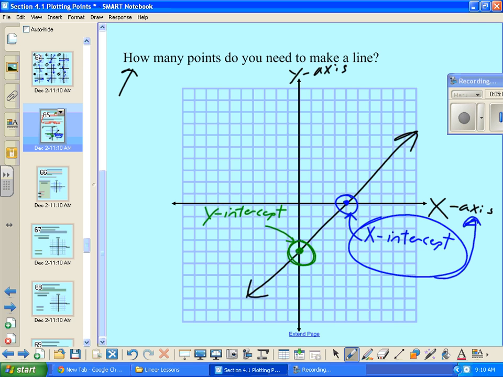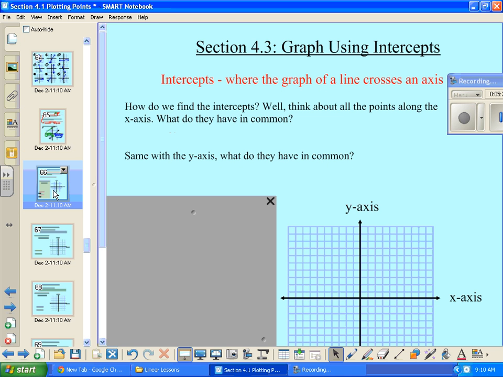Here's the y-intercept, this point, because it's where the line crosses the y-axis. So again, the x-intercept is where it crosses the x-axis, the y-intercept where it crosses the y-axis. We're going to find those 2 points. Those are the intercepts of a graph. And if I find those 2 points and plot those, I can make the graph of an equation.